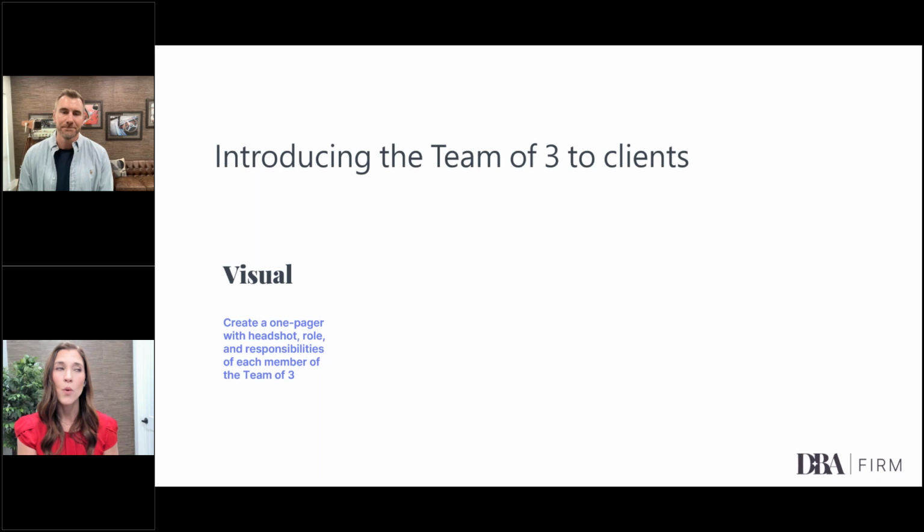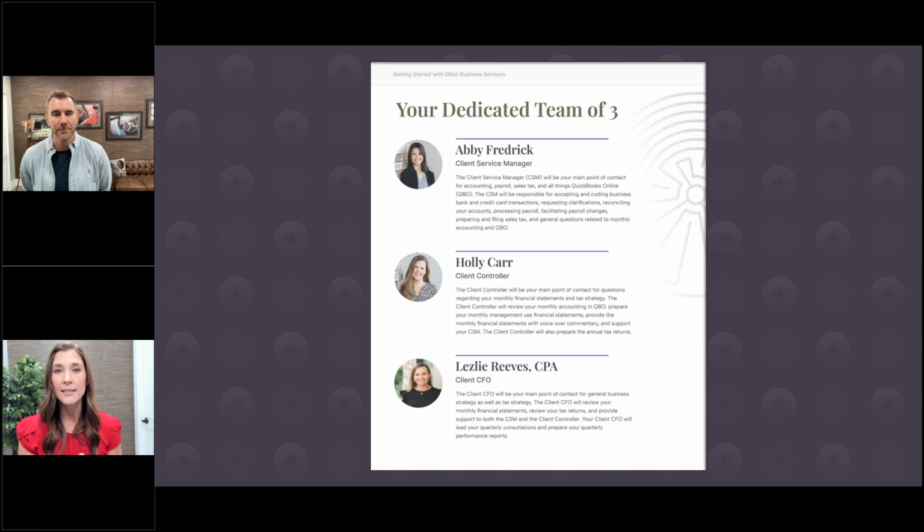Yeah, so what we've created is giving them a visual, so a 1-pager handout with a picture of each of the 3 team members that are going to serve them, the role and the responsibility of each of those. And this is actually the handout if you haven't grabbed it from the handout section in the webinar. But this is actually a page from our Getting Started guide that we give to every new client.